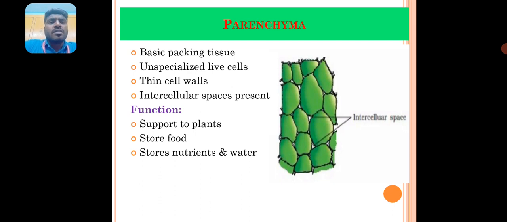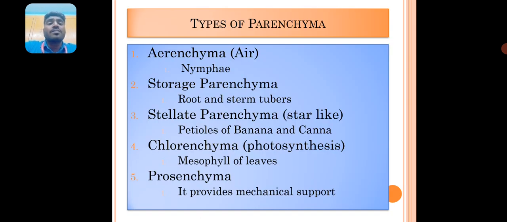Then parenchyma: basic packing tissue, unspecialized living cells, thin cell walls, and intercellular space is present. The functions of parenchyma are support to plants, food storage, and storing nutrients and water. Types of parenchyma: it has five types. One is aerenchyma, second is storage parenchyma, then stellate parenchyma, chlorenchyma, and prosenchyma.